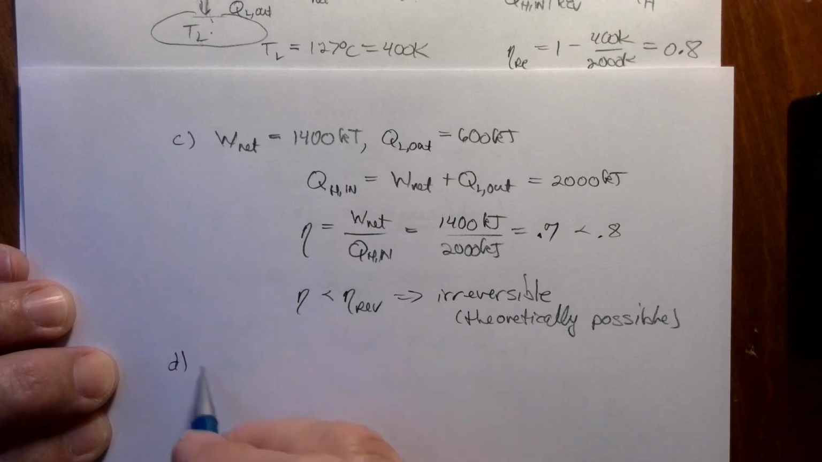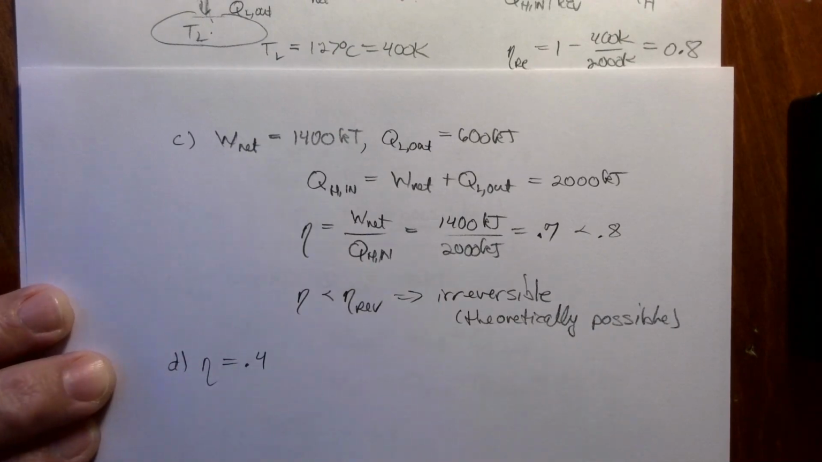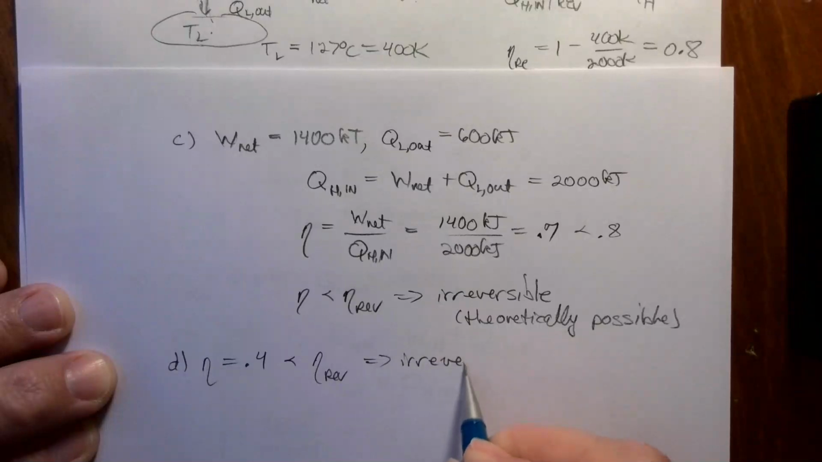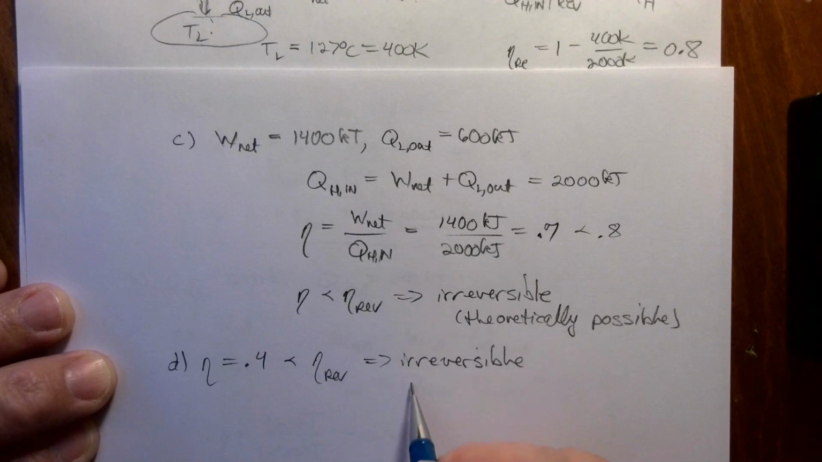Continuing on, case D, they just give you the efficiency is 0.4. So nothing really to evaluate there, just recognize that that is less than the reversible case. Again, this would be irreversible. So theoretically possible.